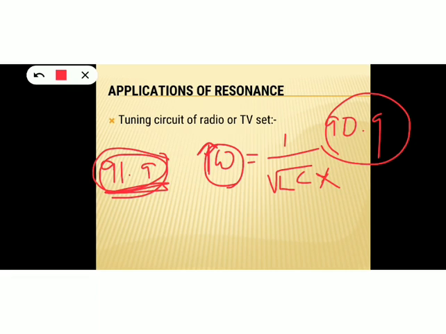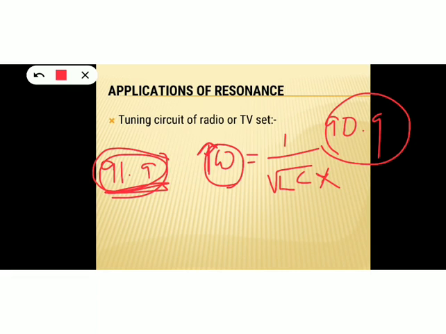When that frequency reaches 91.9, what happens? Resonance occurs. Because when we tune the frequency of that tuned circuit and the frequency of that radio channel, both are equal. So resonance occurs, and at resonance condition the amplitude is maximum, so both will add and the amplitude reaches the maximum. Then we will be able to listen to that FM channel with utmost clarity.